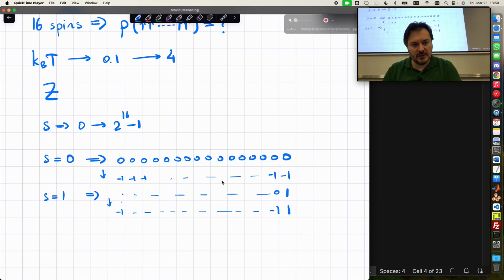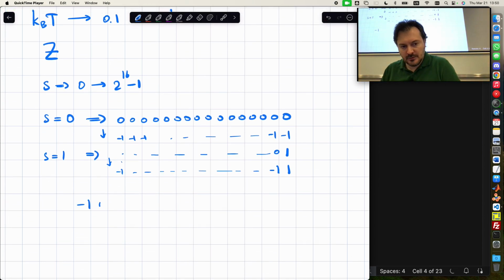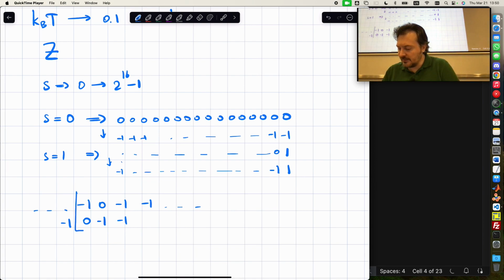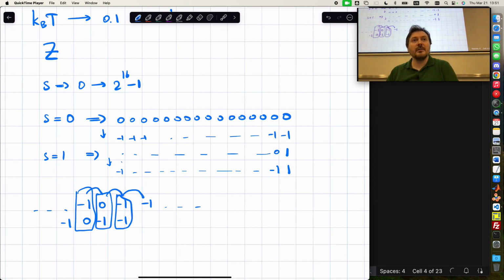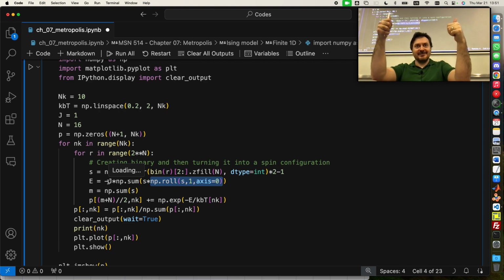So what it is doing is, for each state, let's say you have minus 1, 0, minus 1, minus 1, and so on. It shifts it, minus 1, minus 1, 0, minus 1, etc., and multiplies each one of these, which corresponds to multiplication between the neighbors. Does it make sense? So you get the total energy from there, minus J times Si times its neighbor. Good?